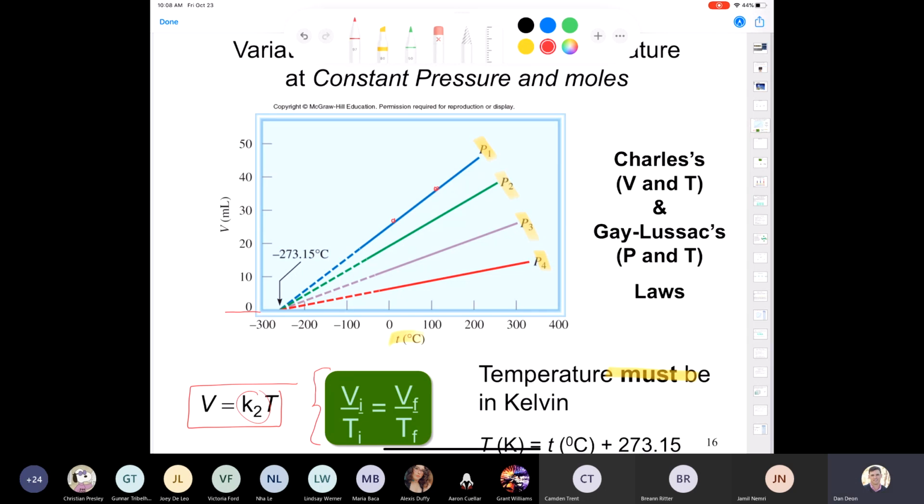First of all, you see that they all converge at the same point, okay? And that point is where they have a volume of 0, and that is negative 273.15 degrees Celsius.